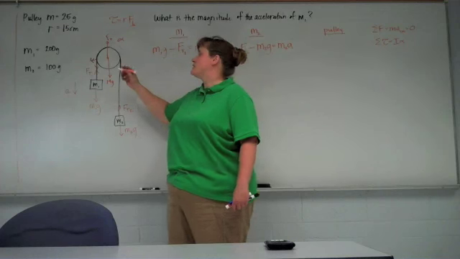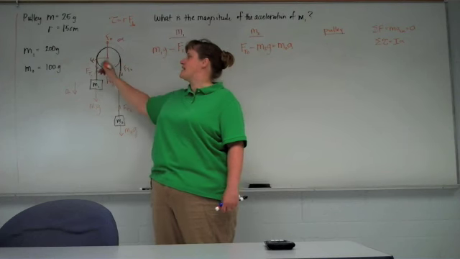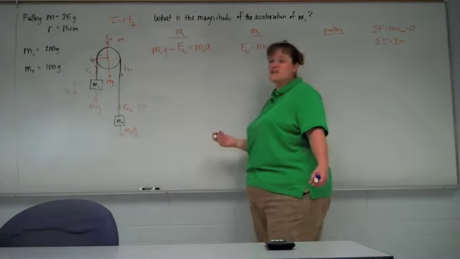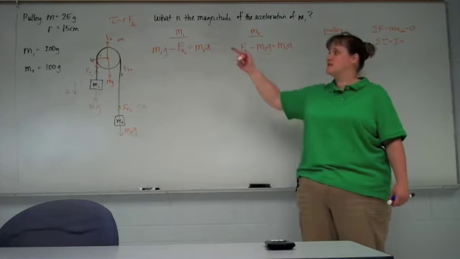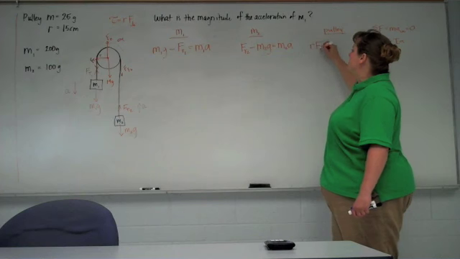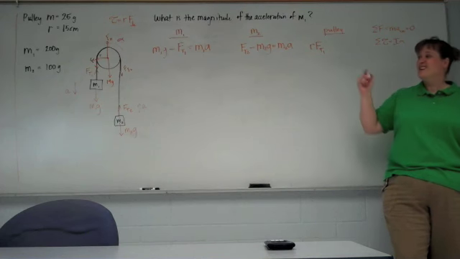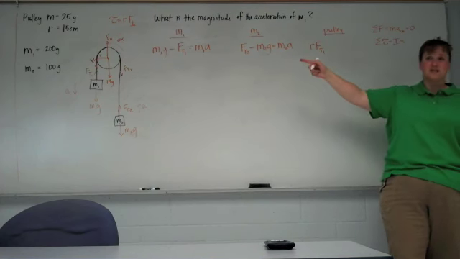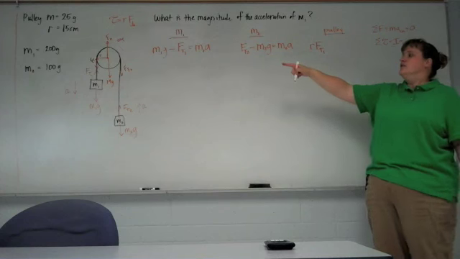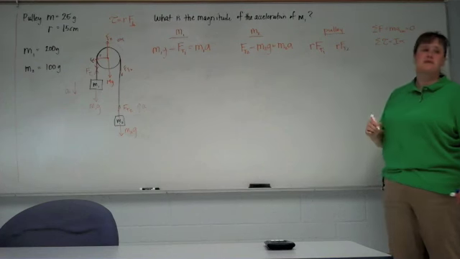For force of tension 1 and force of tension 2, R is the distance from the rotation axis out to where the force is applied. So it's basically the radius of the pulley itself. It's the 15 centimeters. So we have R times force of tension 1. That's a torque, R times the force. Force of tension 1 is already perpendicular to R, so we don't need to worry about sine or cosine of anything. Force of tension 2 will be R times force of tension 2. That will be the torque.